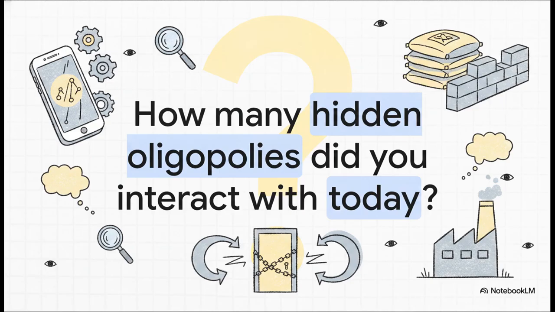So, knowing all this, knowing that the rules are bent and resources are intentionally left idle just to keep prices high, how many hidden oligopolies did you interact with today? Seriously, from the smartphone in your pocket to the cement in your walls, I really hope this explainer leaves you questioning just how much of your world is decided behind closed, colluding doors.